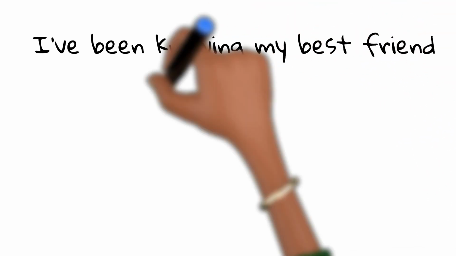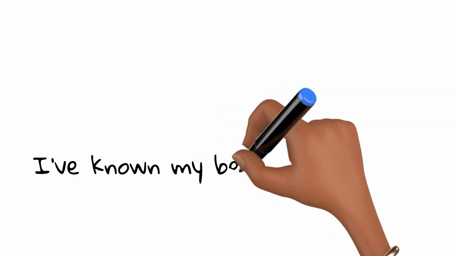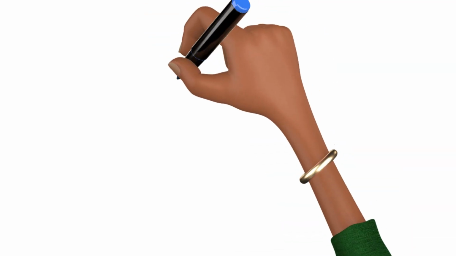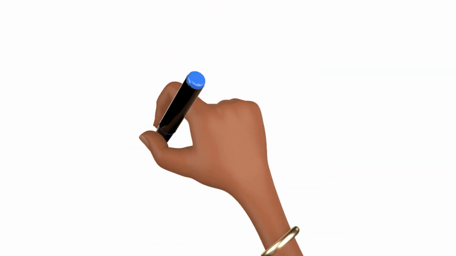Is it I've been knowing my best friend for 45 years? Or I've known my best friend for 45 years? Because knowing is one of those. You know or you don't. You know somebody, you've known somebody, or you haven't. It's not something that you can emphasize the continuing form of. So it doesn't work. It has to be, I've known my best friend for 45 years.